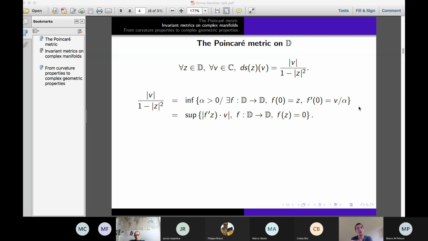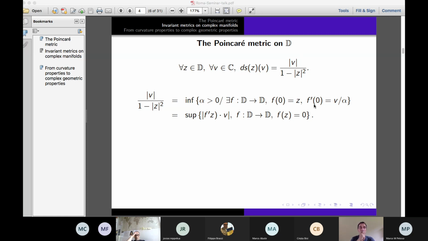Of course, here we are in dimension 1. The fact that f prime of 0 is collinear with v is natural because we have only one dimension. But keep in mind that in higher dimension, it will be completely different. So it will be already an extra condition. And you just normalize by some alpha, and you compute the infimum of such alpha for which there exists such a map. If you do that in the case of the disk, it's reached, and it's reached exactly by an automorphism that sends the origin to point z.